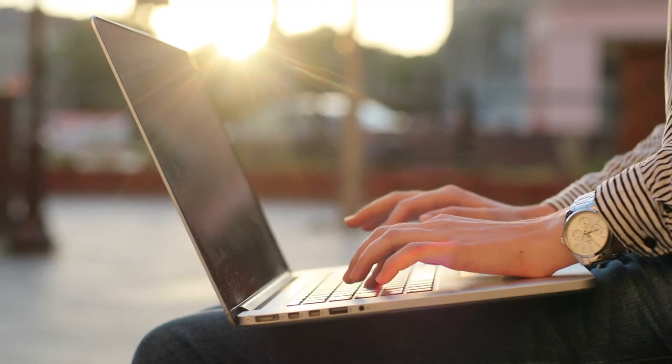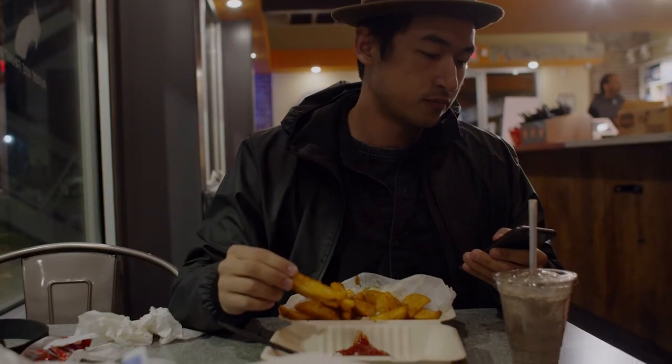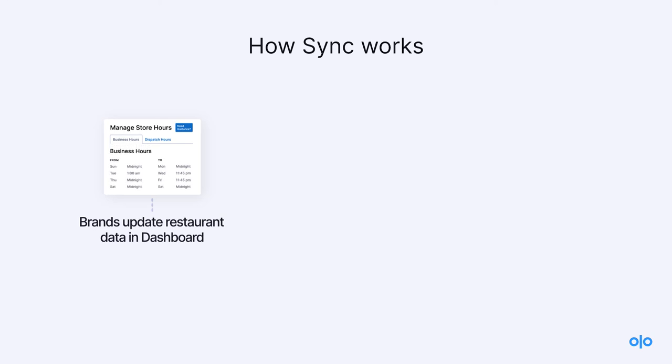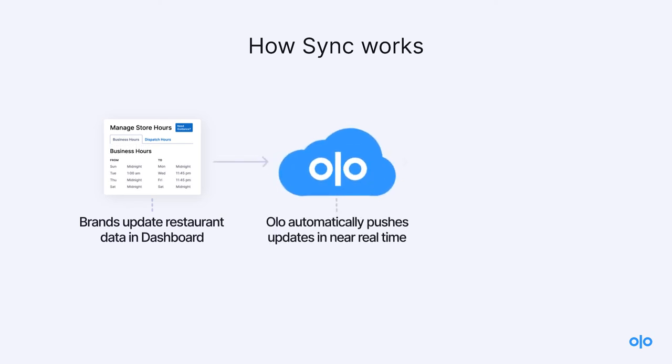Now with Olo Sync, accurate data automatically syndicates from Olo's dashboard to over 50 publishers to ensure restaurant information is consistent no matter where guests discover your brand. Here's how it works. Brands update restaurant data in Olo's dashboard. Olo sends the latest data to publishers.